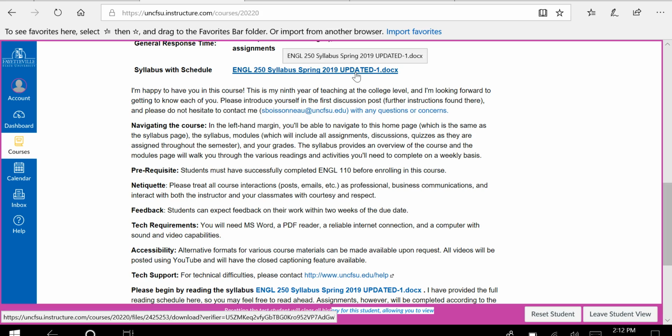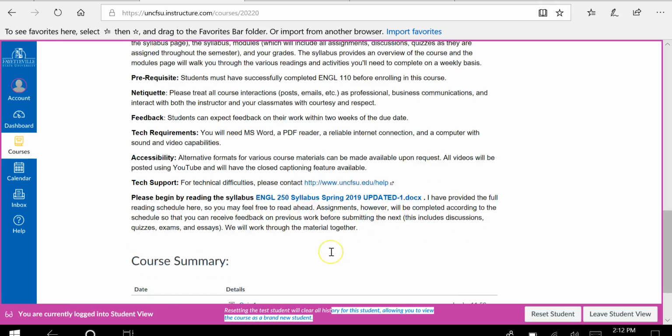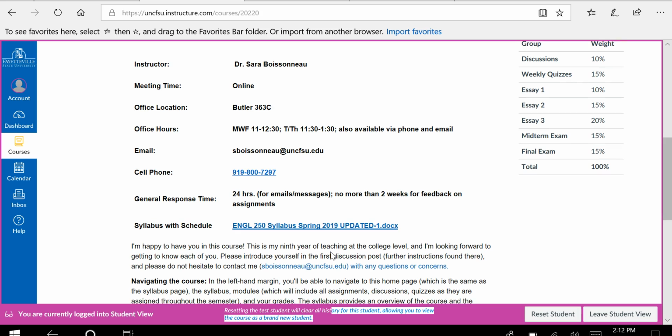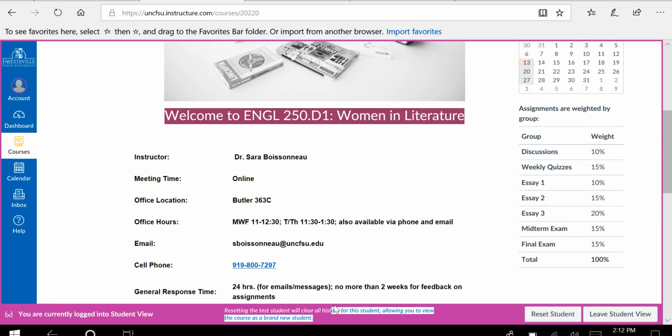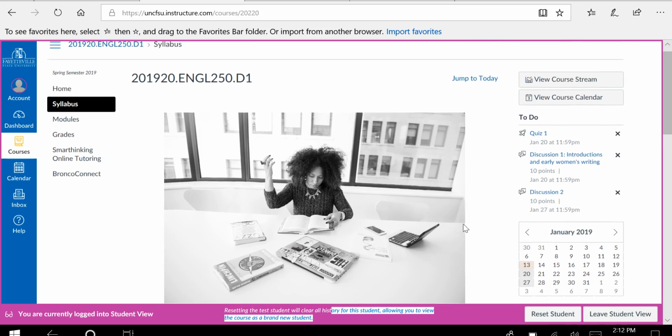full syllabus with the reading schedule, some things that might be interesting for you to know here, tech requirements and those sorts of things. So make sure you read through both the syllabus and those. Over here you have the assignment weights, which is also in the syllabus, but it tells you sort of how your grade's going to be broken down.